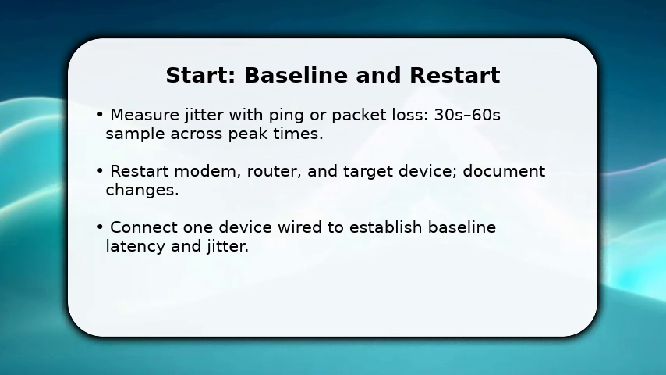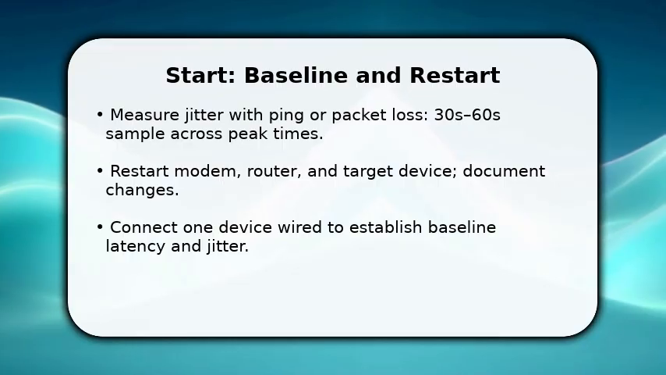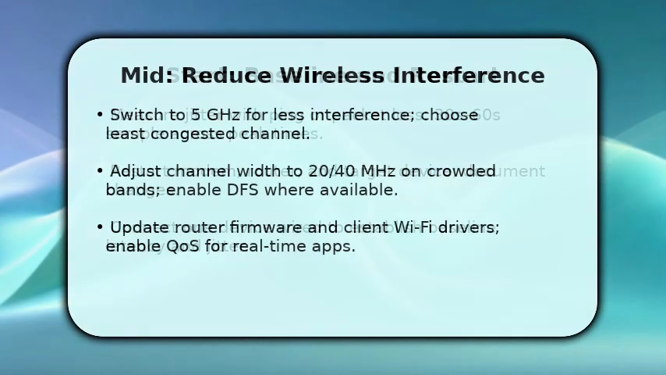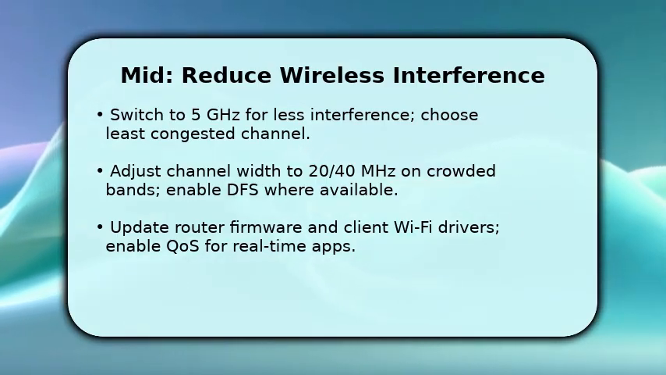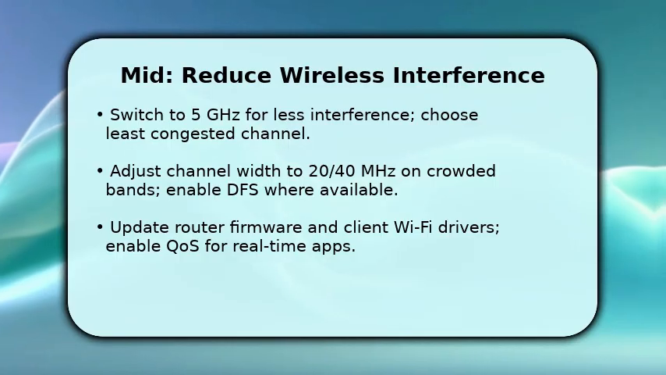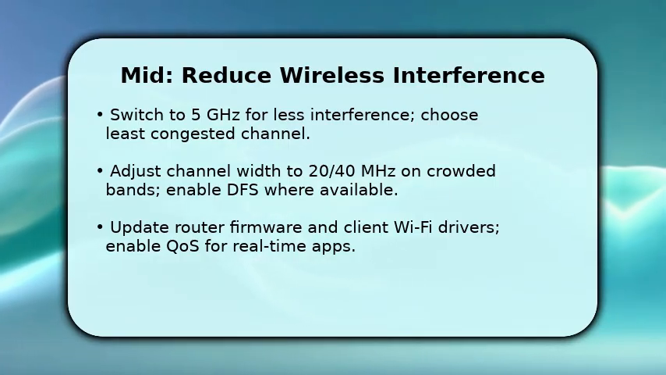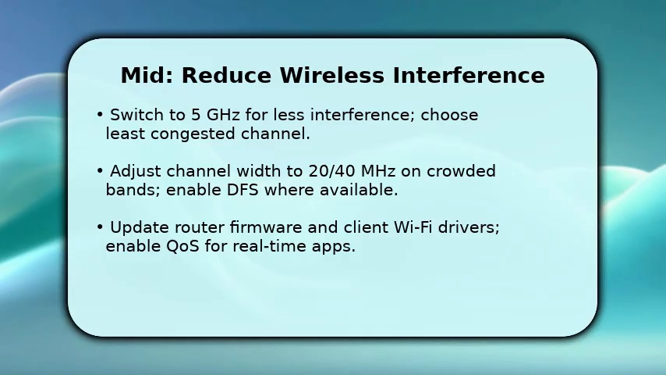Now you tackle interference and configuration. Scan local networks and pick the least congested 5 GHz channel. If there are many neighbors, reduce channel width to 20 or 40 MHz to avoid overlap. Make sure router firmware and the client device's Wi-Fi drivers are current, because fixes often hide in updates.